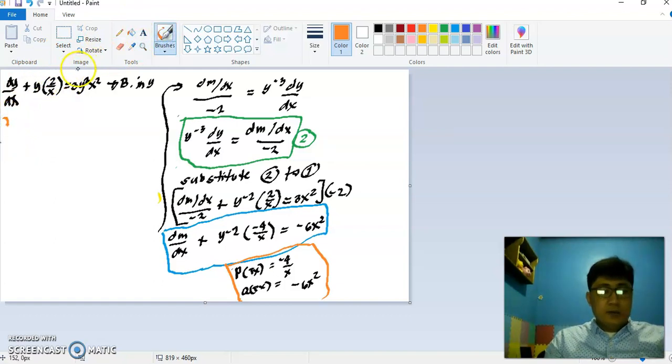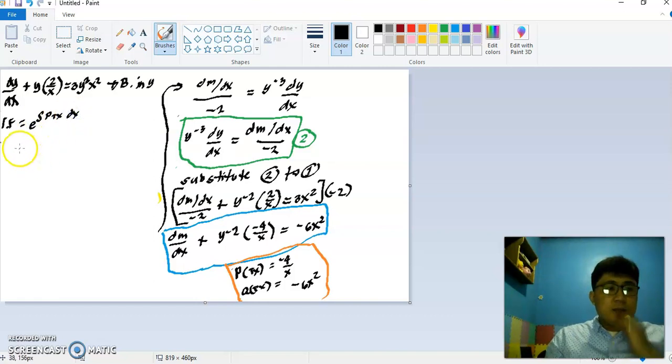The integrating factor is equal to e raised to the power of integral of P dx. And our P(x) is equal to negative 4 over x, which is this one. So, this is equivalent to the integral of negative 4 over x dx.